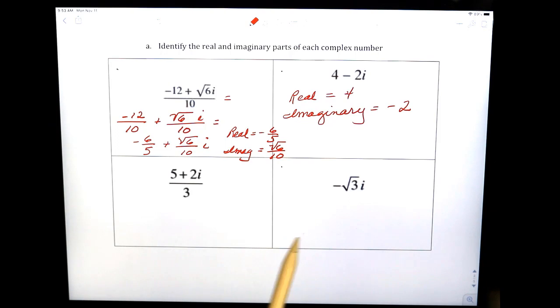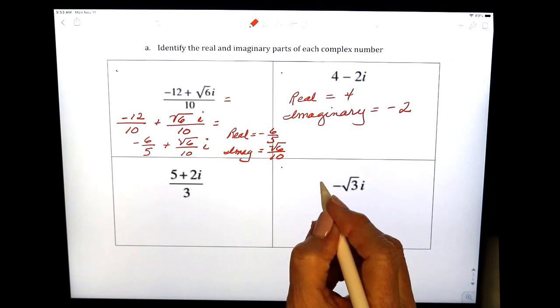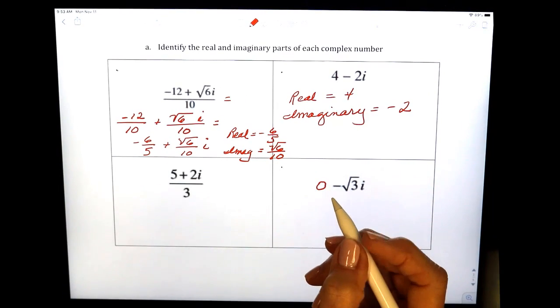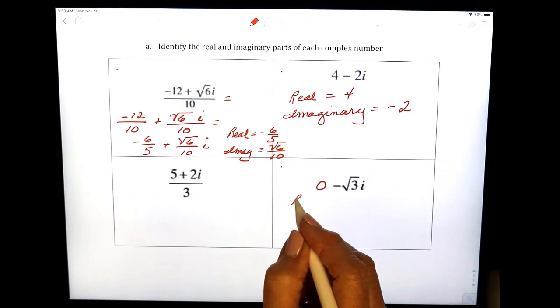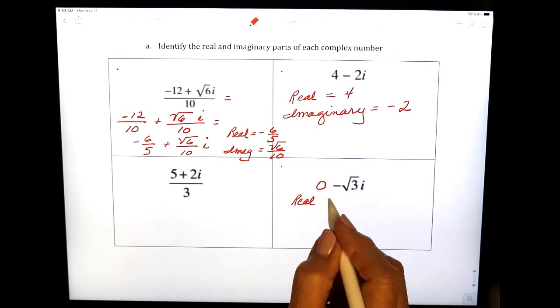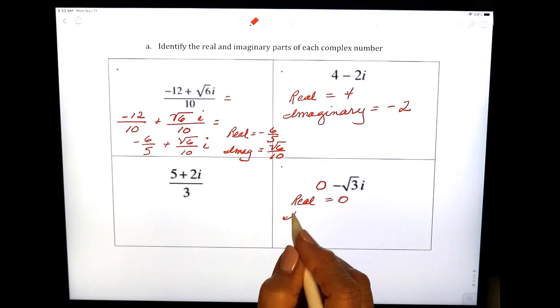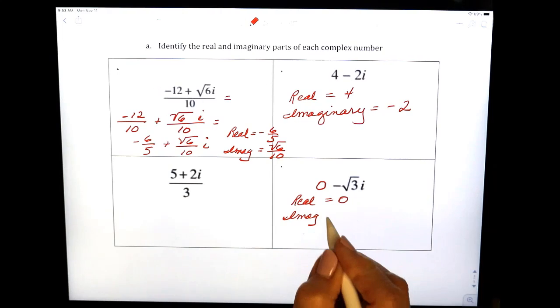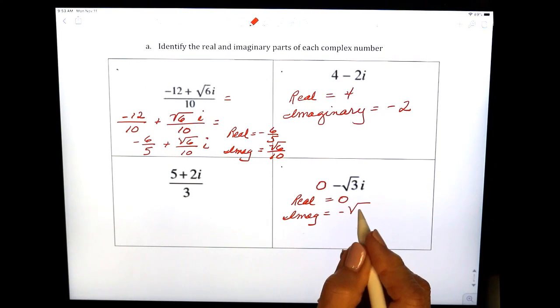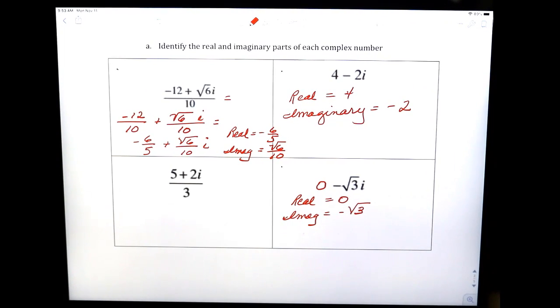And I want you to do one more. This one is, you notice that there's no real part to it, there's just an imaginary part to it. So it's okay to mentally or actually on paper write down that 0. So I can identify the real part is the 0 and the imaginary part is the negative square root of 3.